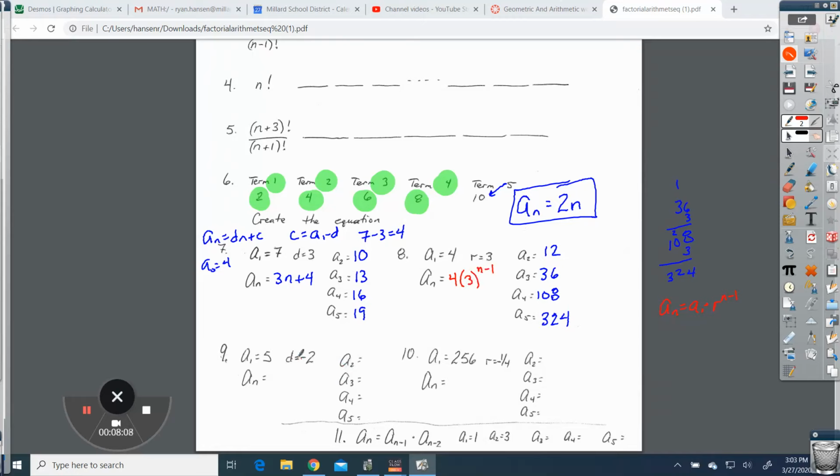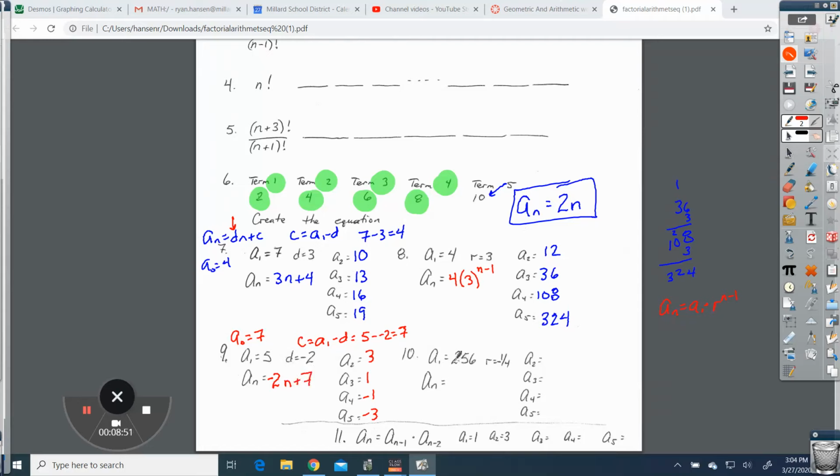So now number 9, we're back to a D, which is the difference. So I start at 5, but now we're minusing the 2. So 5 minus 2 is 3, minus 2 more is 1, minus 2 more is negative 1, minus 2 more is negative 3. And so if I were to go the term before, so see how it's negative 3, negative 1, 1, 3, 5, the term before would be 7. Or we could say C equals A1 minus D. So A1 is 5 minus a minus 2, which makes 7. So now my equation is my difference times n plus C.